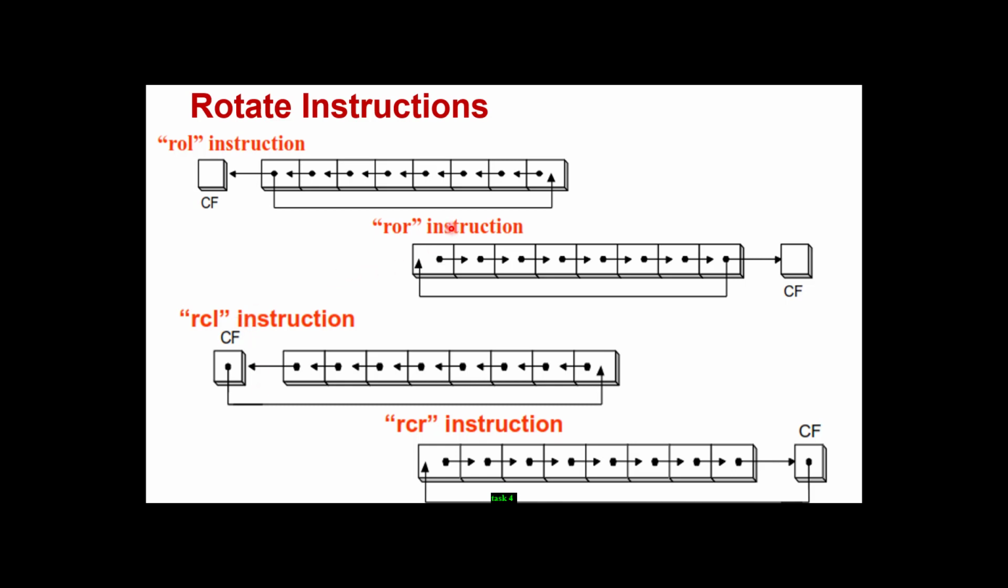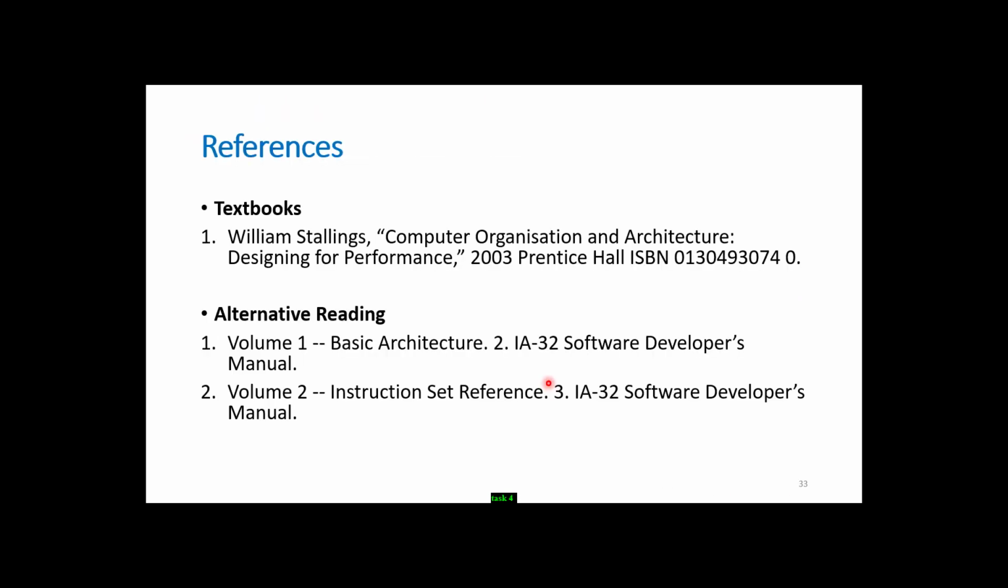In rotate, the bits will keep rotating as many times as you want. Rotate right, rotate left, rotate carry right, rotate carry left. In rotate left, you are going to rotate all the bits to the left. In rotate carry left, you are going to rotate them including the carry bit. Rotate right, you are rotating the bits to the right, and the carry bit is not included. In rotate carry right, I hope you can see it, it's rotating within the carry also. This is mainly the information that we need to know.